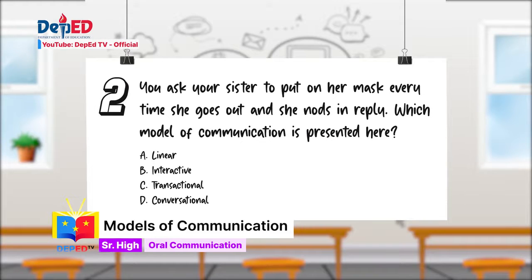Number 2. You ask your sister to put on her mask every time she goes out, and she nods in reply. Which model of communication is presented here? A. Linear. B. Interactive. C. Transactional. Or D. Conversational.